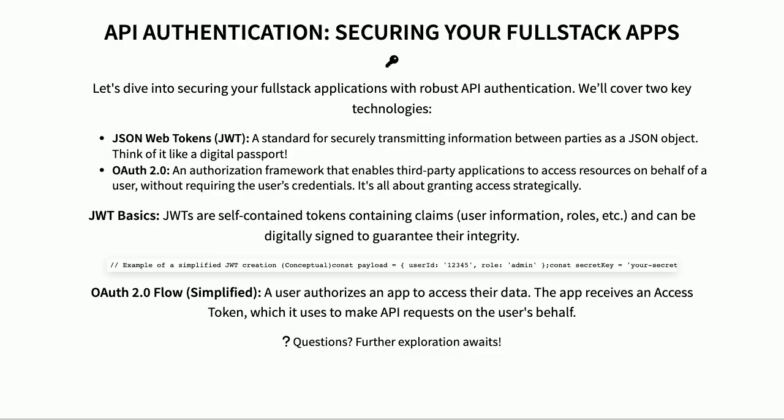Then there's OAuth 2.0, which is all about giving third-party apps permission to access data on behalf of users without needing their passwords directly. It's a smart way to manage access control. We'll look at the basic idea behind JWT creation, and then a simplified overview of how OAuth 2.0 works, essentially authorizing an app to act for you.